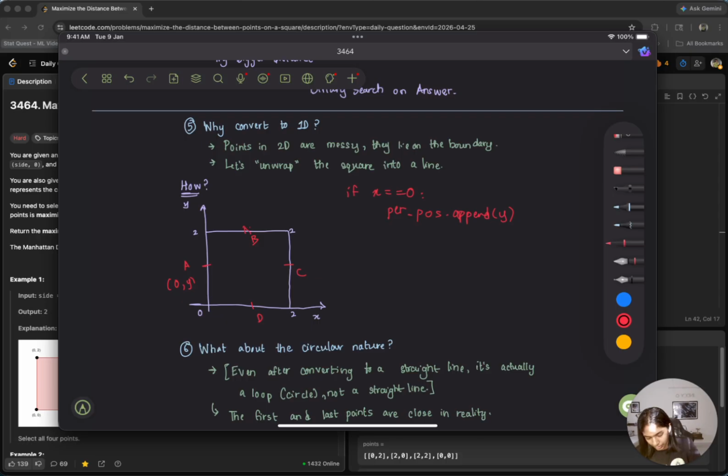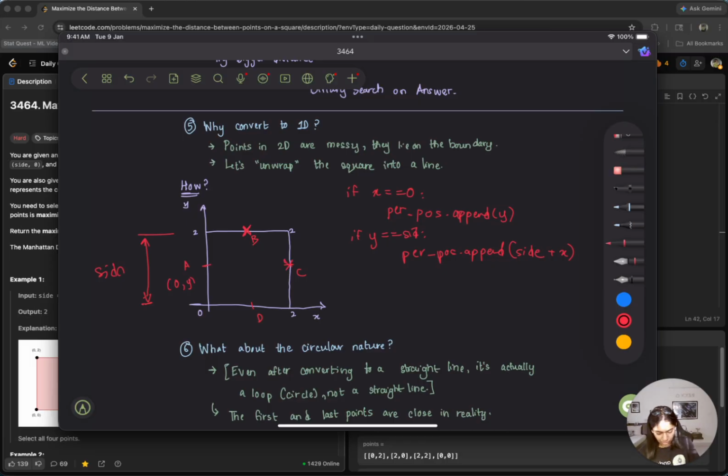Now let's look at point B. The y value of point B is basically side. So side is a value that's given to us as they've stated. So I know if it's side, then the distance I have to travel to come to B is basically side plus the x coordinate of it. So I can say if y is equal to side, then perimeter positions append side plus x. Okay, now let's look at C.